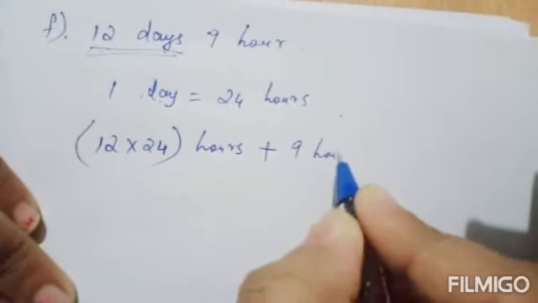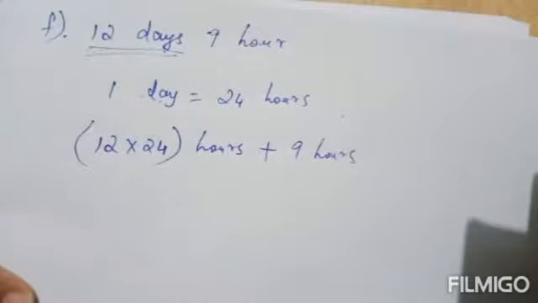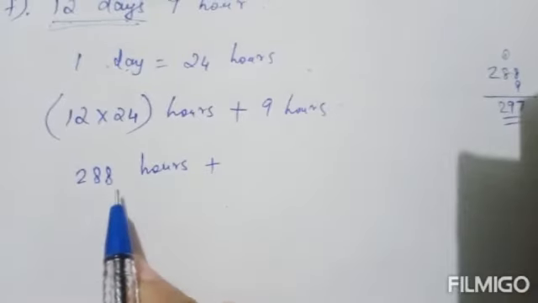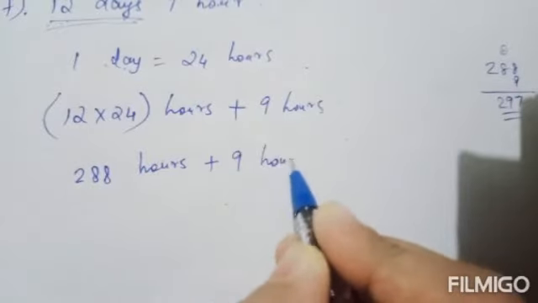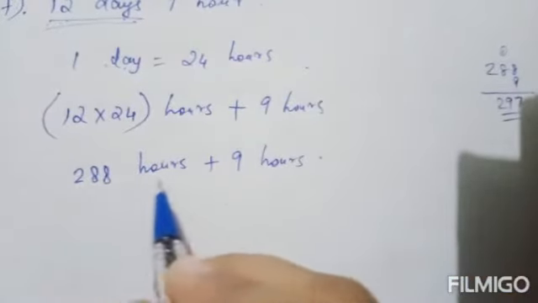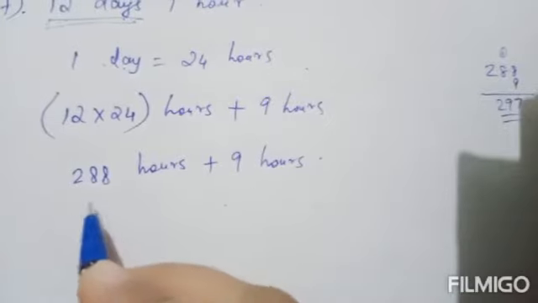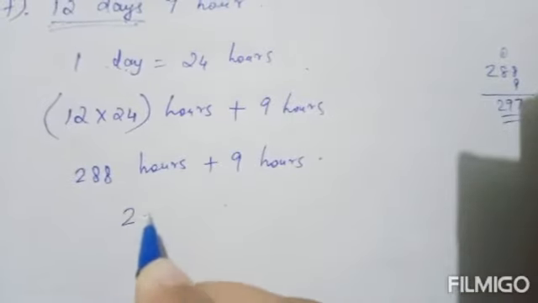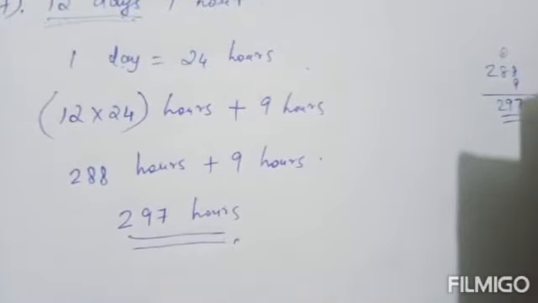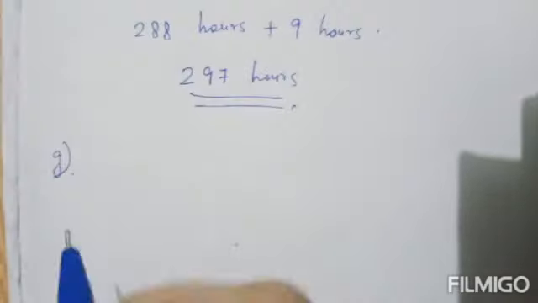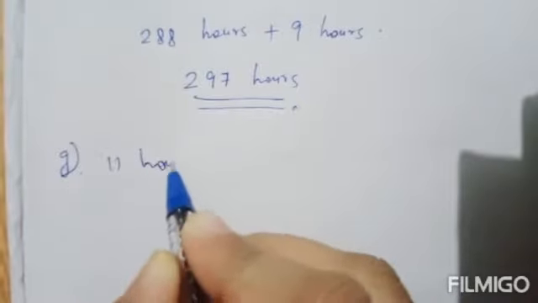Okay, 9 hours. Now 12 into 24, 288 hours. Okay, plus this 9 hours. Now 288 hours plus 9 hours, you can add 288 plus 9, it is 297 hours. This is the answer.